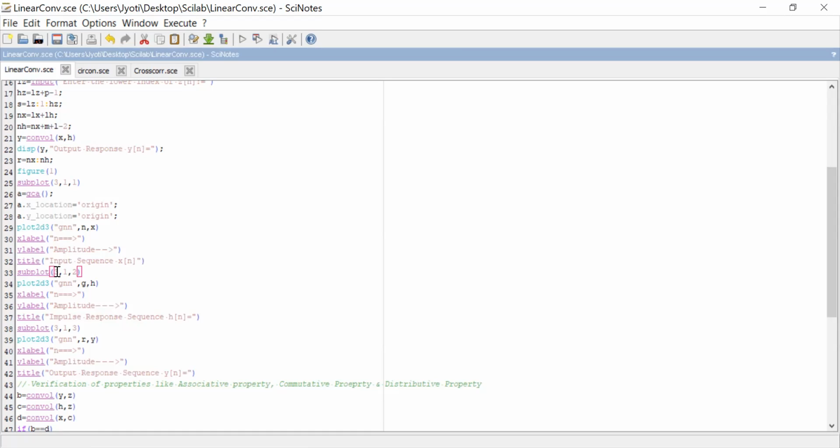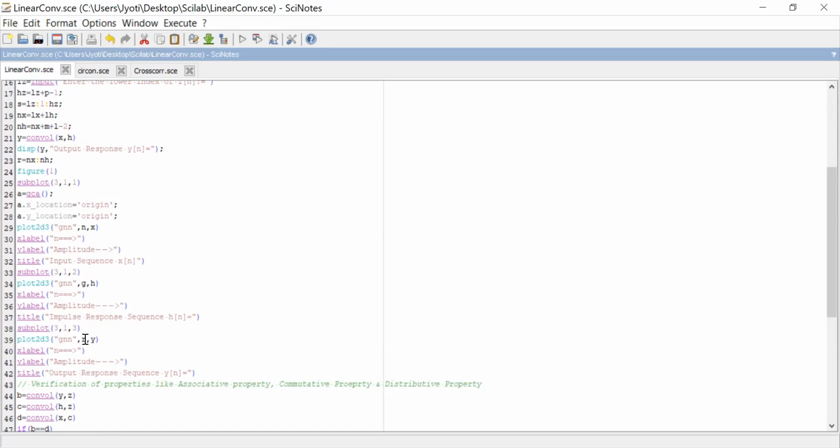Similarly for subplot 3, 1, 2, the second figure, for the second input h of n, it will plot the graph for h of n. Whatever values you are given, it will plot the graph depending on that. Then similarly, what is along the x-axis, what is along the y-axis, and what the figure indicates, that is the impulse response figure. Therefore, you have to give the title. In the first two, we draw the diagrams for the input sequences x of n and h of n.